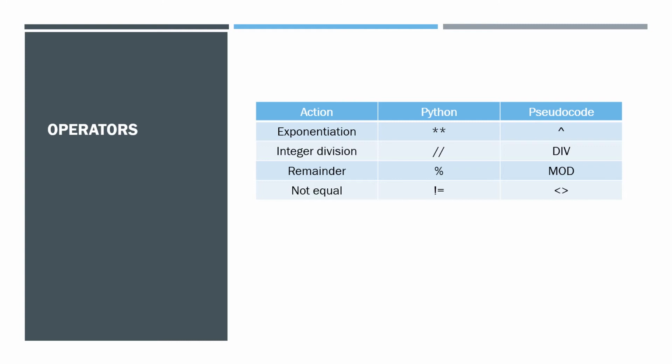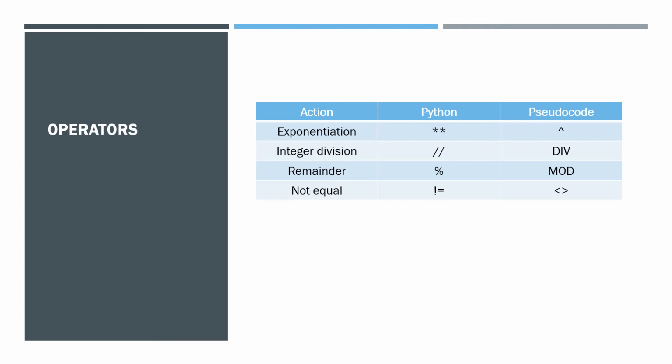Exponentiation, that is raising one number to the power of another, is shown as 2 stars in Python, and it's shown as a kind of up arrow, up arrow in pseudocode. Integer division, which is shown as 2 forward slashes in Python, is shown using the word div in pseudocode. I actually think that's a little bit easier to remember than the Python. It's divide, integer division, and remainder, also called mod, is actually the word mod in pseudocode.